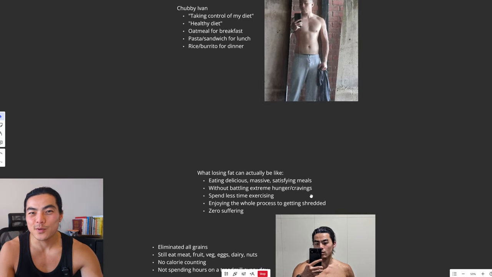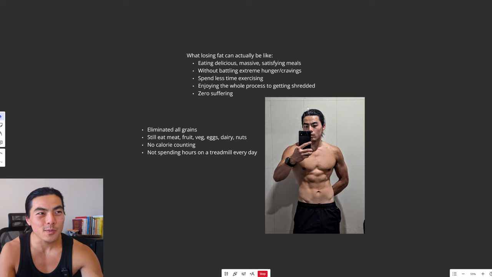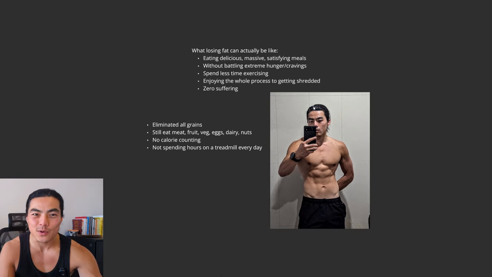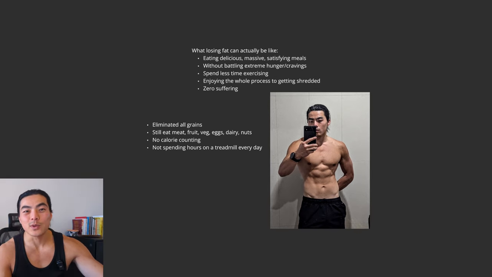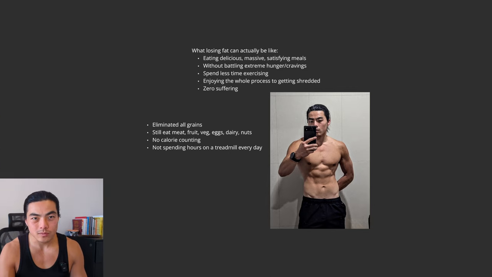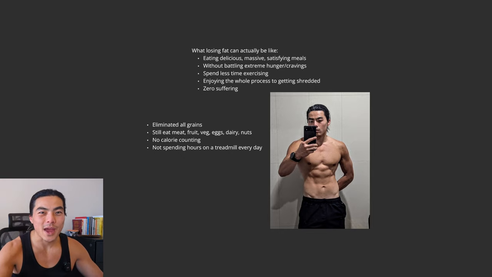And in the last few months, I've experimented with going strictly zero grains, not a single grain. And this is what I look like now since I've completely dropped all grains from my diet. I still eat almost everything else: meat, fruit, veggies, eggs, dairy, nuts, just zero grains. And I don't need to count calories, I don't need to spend hours on a treadmill every day.